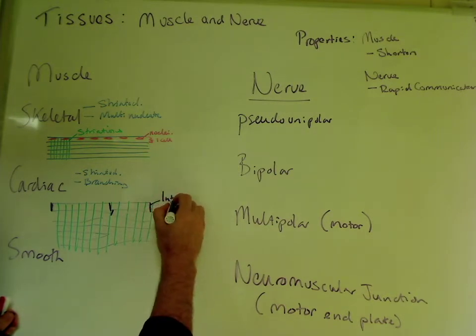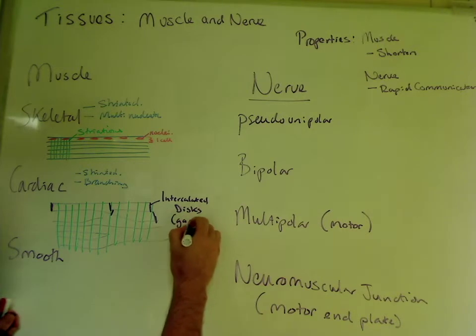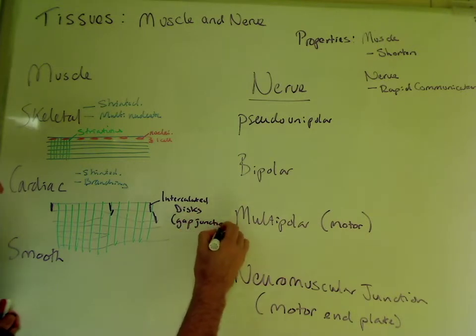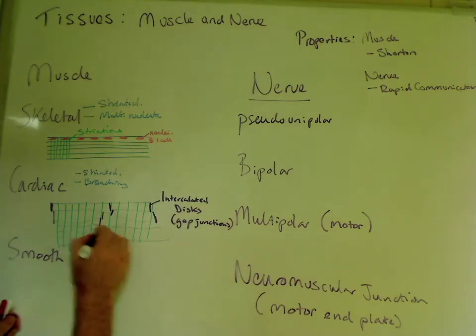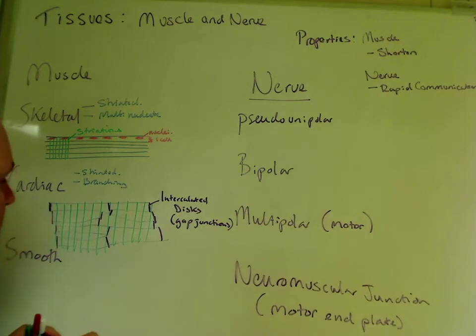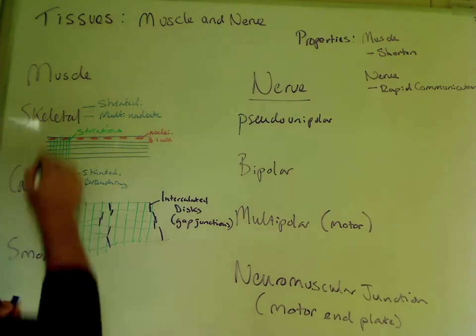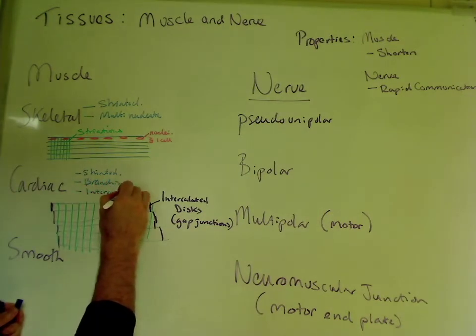These are intercalated discs, and these delineate or mark the edges of the cardiac cells. They're gap junctions because they actually have little holes in them. So again, something that you see in cardiac you don't see in skeletal are intercalated discs.